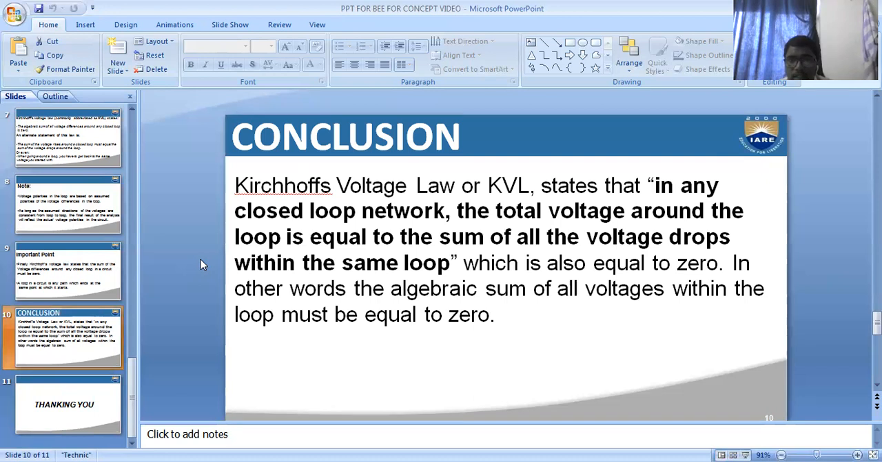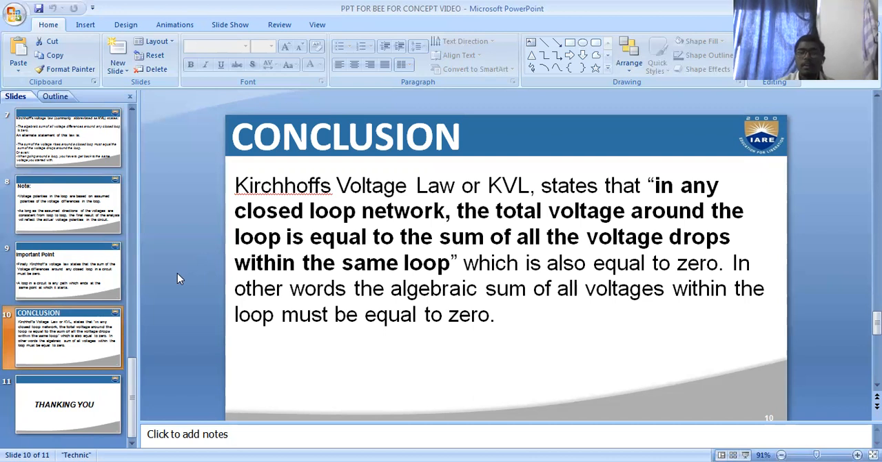Kirchhoff's voltage law says that in any closed loop network, the total voltage around the loop is equal to the sum of all the voltage drops within the same loop, which is also equal to 0. In other words, the algebraic sum of all voltage drops or voltage rises within any closed loop or path must be equal to 0. There is nothing to be changed in this. This is the only thing I am trying to tell you.